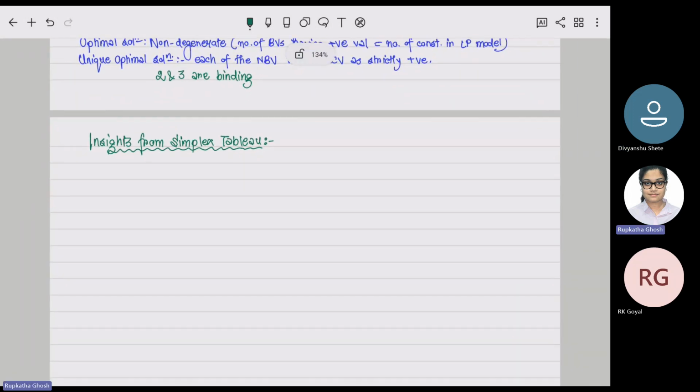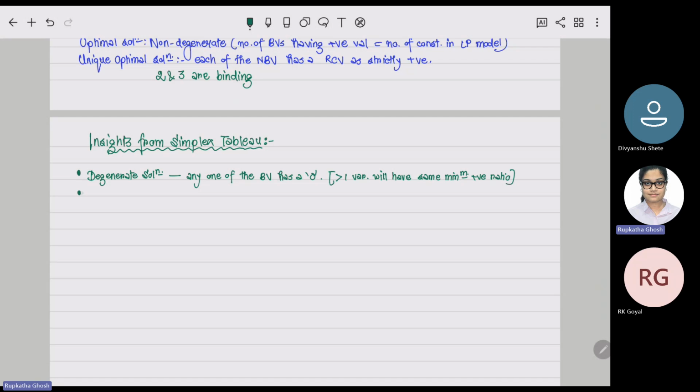Yes. Okay, fine. So, to talk about the insights from Simplex, for a degenerate solution, how will you identify? If any one of the basic variables has a value of 0, then it is a degenerate solution. This happens when there is a tie in selecting a leaving variable. That is, more than one variable will have the same minimum positive ratio.